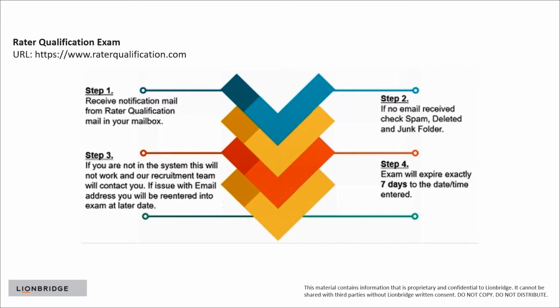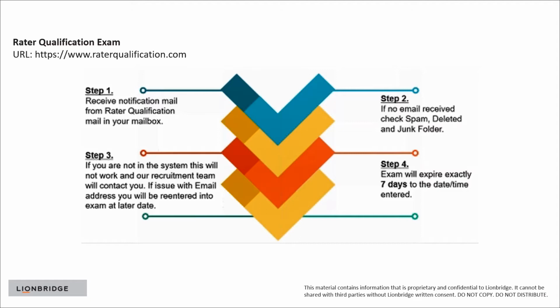Step 1 is that you will receive your Radar Qualification email. This will be sent out to you as dictated in the emails previously sent. Please note that the expiry date and time of 7 days cannot be extended, so please ensure that you check what time zone the expiry date and time is in. Again, please check your spam, deleted, and junk folders to ensure that you did not get it.